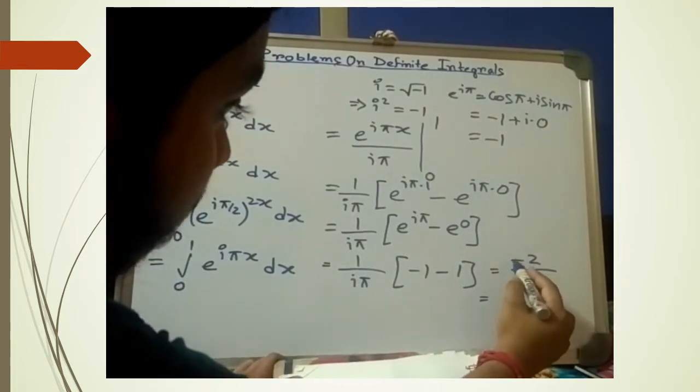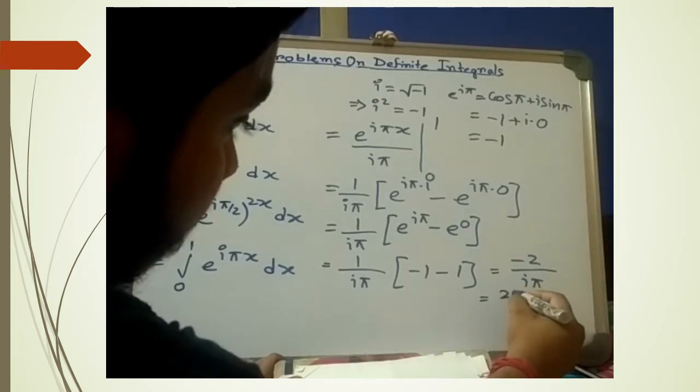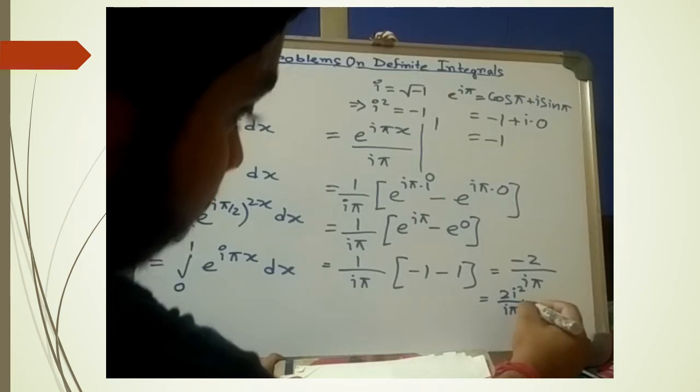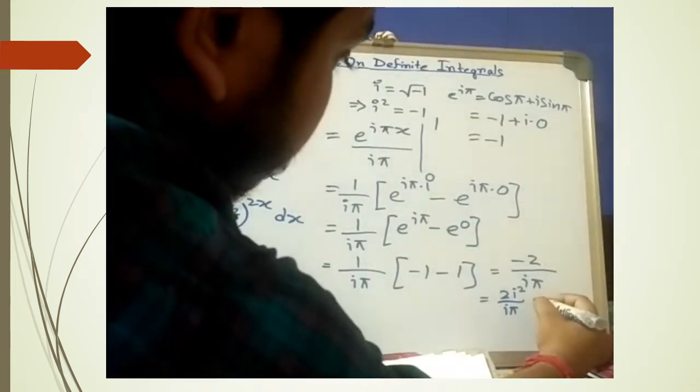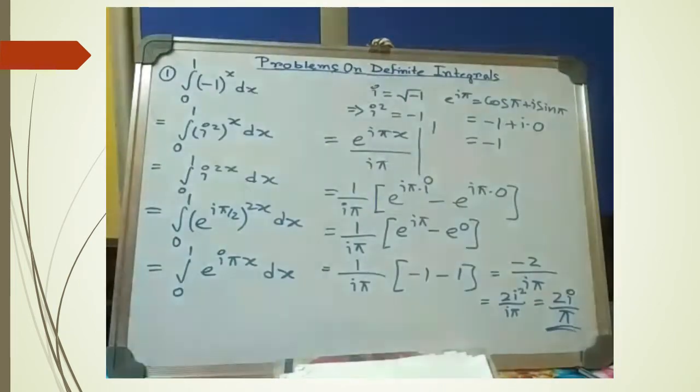Finally, if we omit this minus, then we replace it by i square divided by i pi, which equals 2i pi. This is the answer.